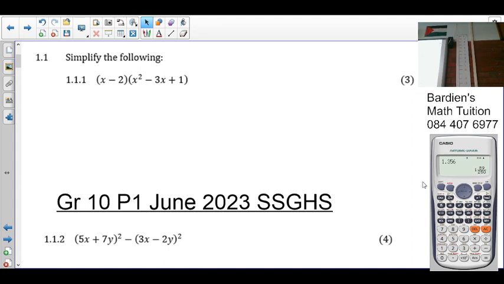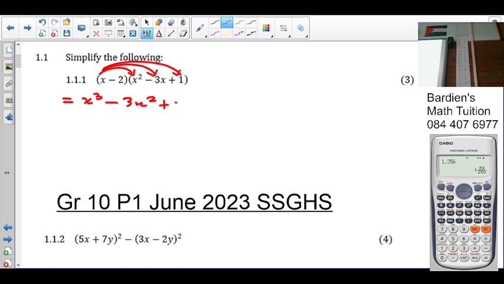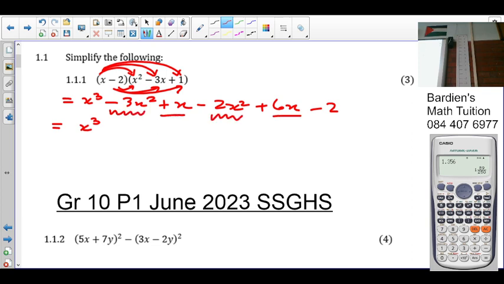So the question says simplify the following. Simplify means get rid of the brackets, and your answer should contain no brackets. So we go x times x squared is x cubed. X times negative 3x is negative 3x squared. X times 1 is x. Negative 2 times x squared is negative 2x squared, plus 6x minus 2. You all agree with that? So now we look for like terms. Negative 3x squared is a like term to negative 2x squared, and x and 6x. So it's negative 5x squared plus 7x minus 2. Any issues there? No.